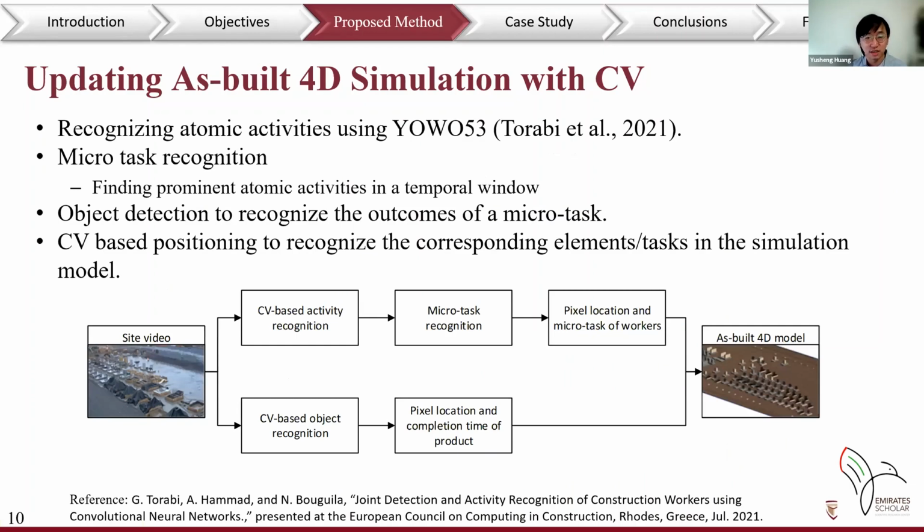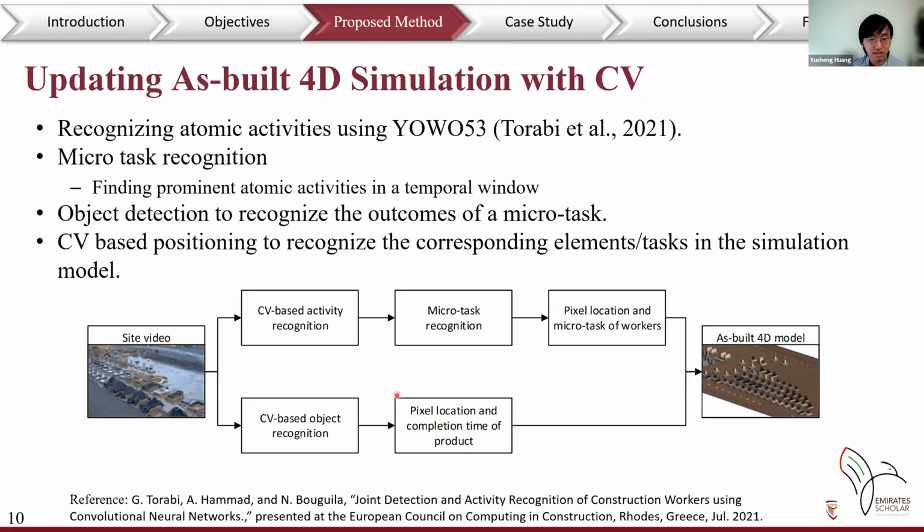the construction side. By using computer vision, we recognize the atomic activities of workers. The algorithm we use is YOLOv3, which is developed based on YOLO. And by finding the prominent atomic activities in the temporal time window, the microtask can be identified. In addition, object detection is performed for the finished object by using the information from the microtask. And so by using the information from the microtask and the detected finished object, the productivity can be analyzed.